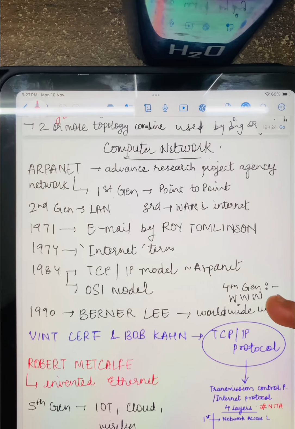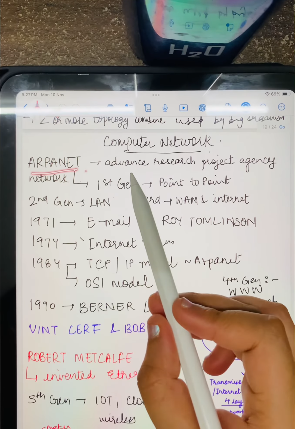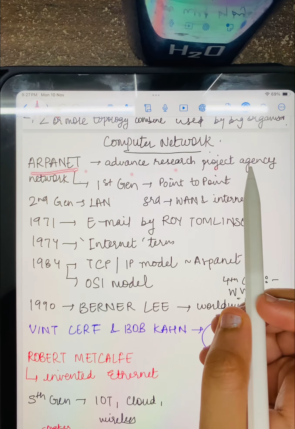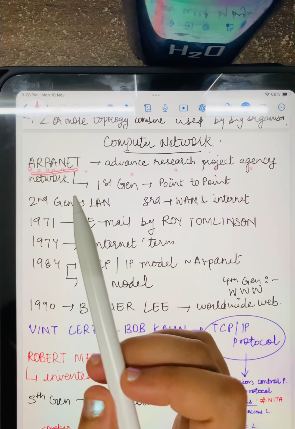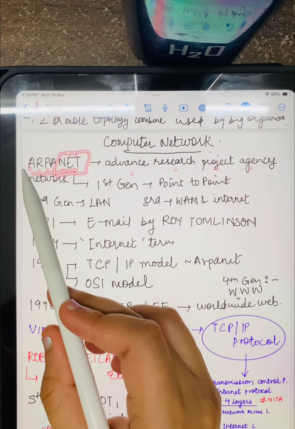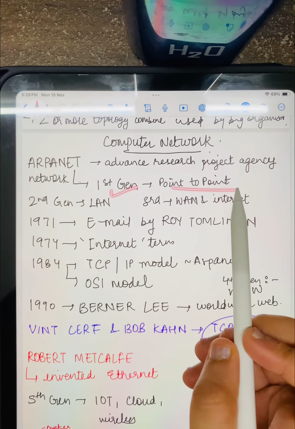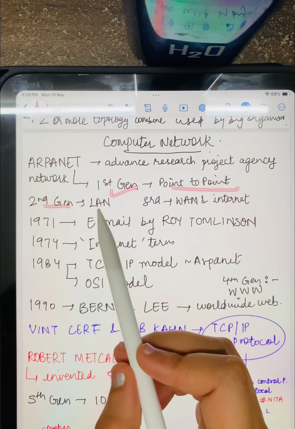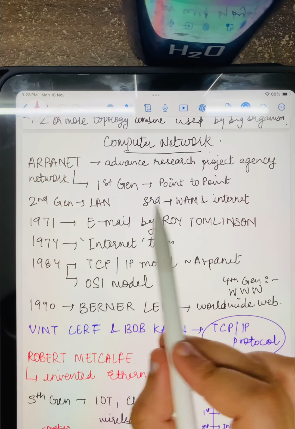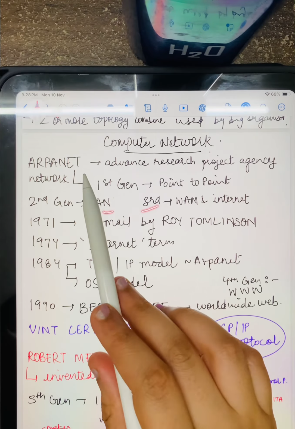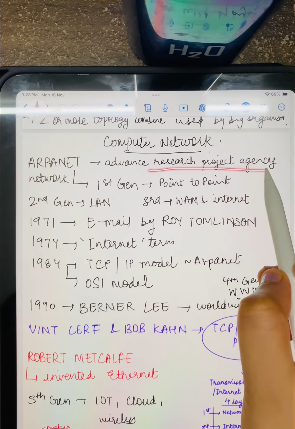So now comes computer networks. This is ARPANET, Advanced Research Project Agency Network. It is the first generation. It is a point-to-point connection. Second generation is the local area network. Third generation is the WAN and internet. You don't have to remember the second and third generation. Just remember the first one. This is ARPANET, Advanced Research Project Agency Network.